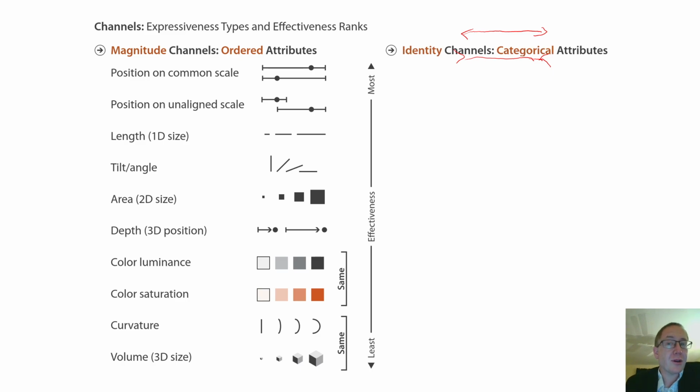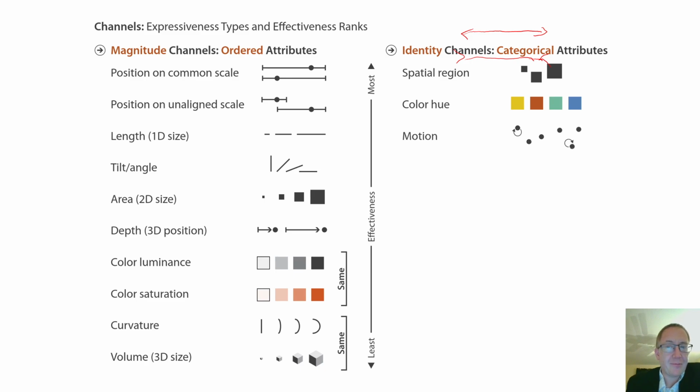For categorical data, spatial region is really good for different categories. Color hue is fantastic. So color hue, not color and hue. So colors of the rainbow, great for categorical data. Motion is fantastic. People hate it, but it's really good for categorical data. Shape is really good. We'll see that all over the place.